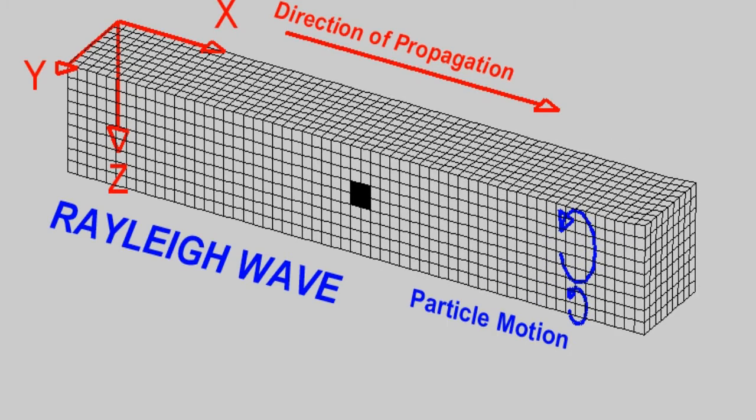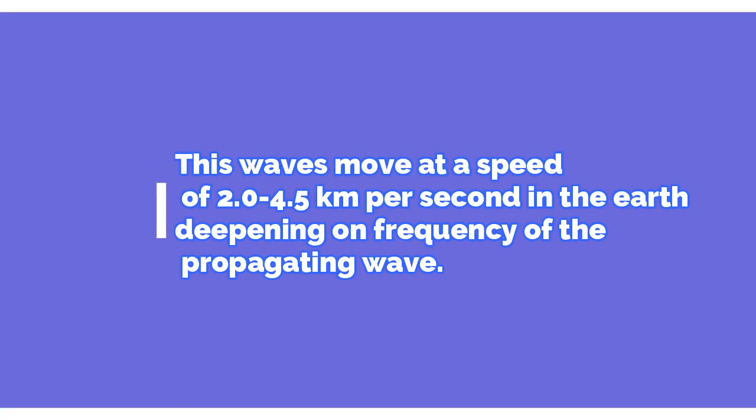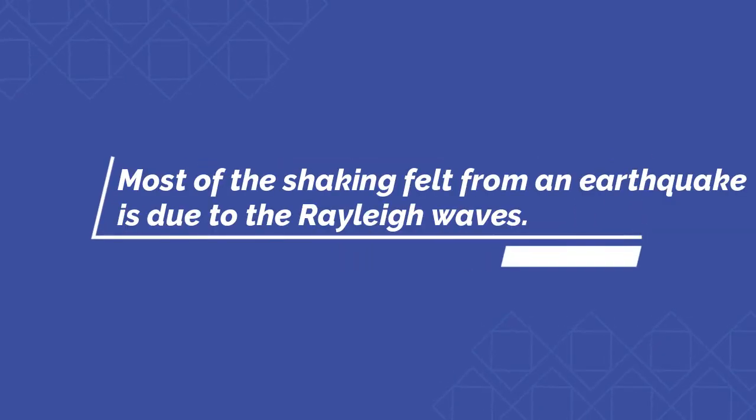These waves are also dispersive and the amplitude generally decreases with depth in the Earth. They move at a speed of 2.0 to 4.5 km per second in the Earth, depending on the frequency of the propagating wave. Most of the shaking felt from an earthquake is due to the Rayleigh wave.